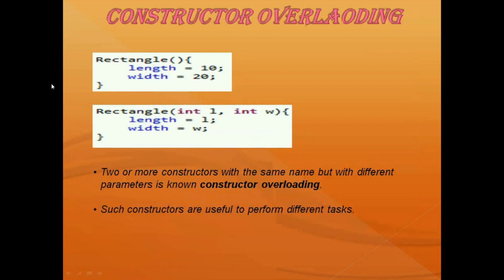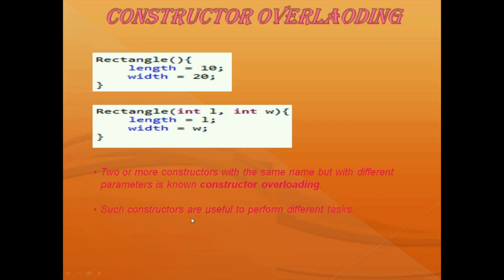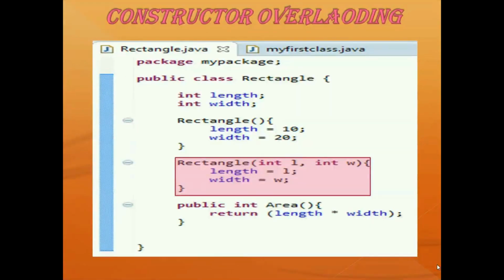So what is constructor overloading? Two or more constructors with the same name but with different parameters is known as constructor overloading. Such constructors are useful to perform different tasks. This one we will call the default constructor, and whenever you want to provide some values yourself, you can use this constructor.